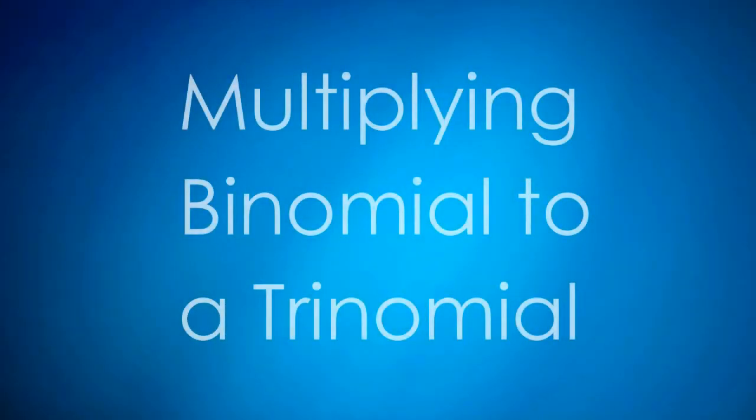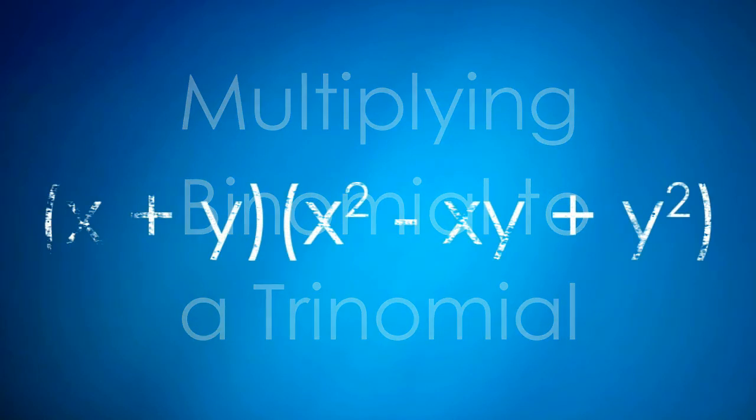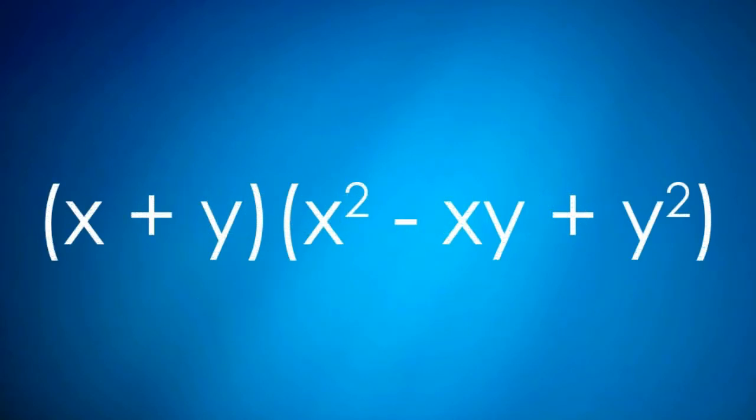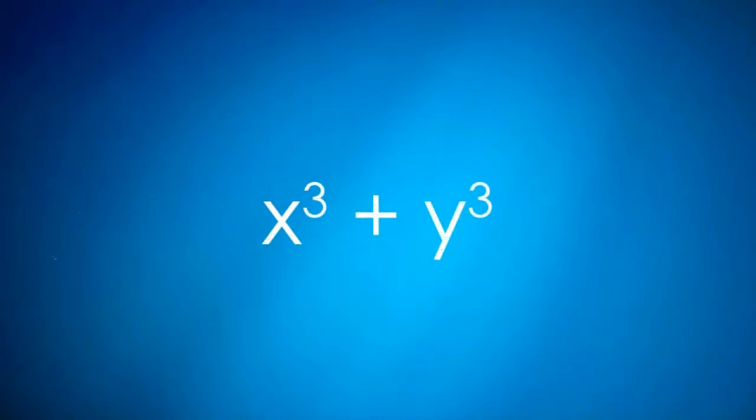The next topic that we're going to discuss is the special case of multiplying a binomial to a trinomial, which is represented as (x + y) times (x squared minus xy plus y squared). This equation is equal to x cubed plus y cubed. This equation is very easy because all you have to do is to substitute and simplify.